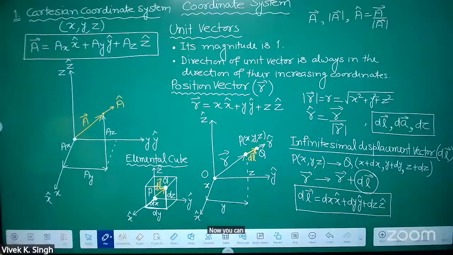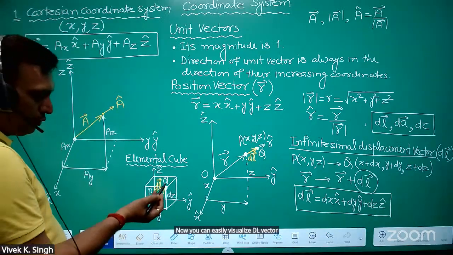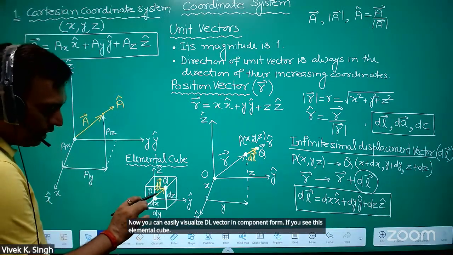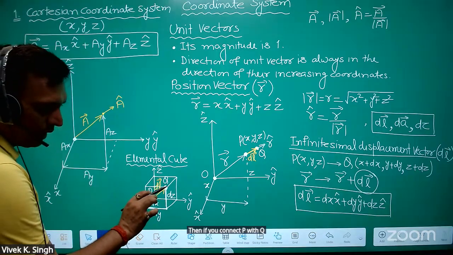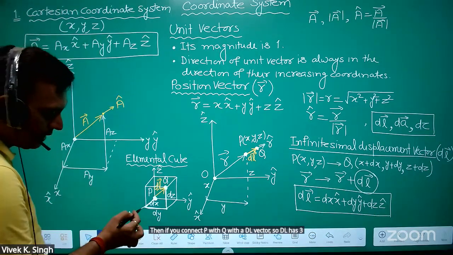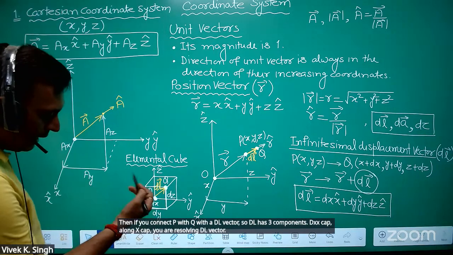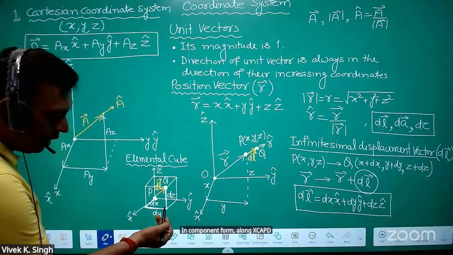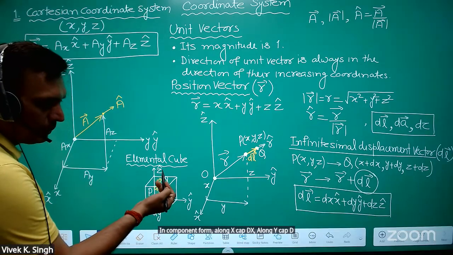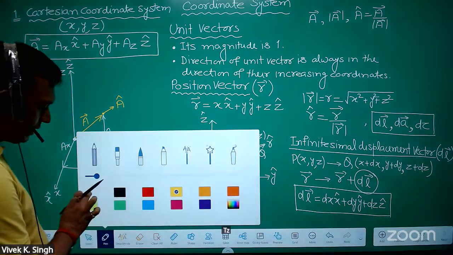Now you can easily visualize the dl vector in component form. If you see this elemental cube, and connect P with Q with the dl vector, dl has three components: along x cap, dx; along y cap, dy; along z cap, dz. Is it clear?